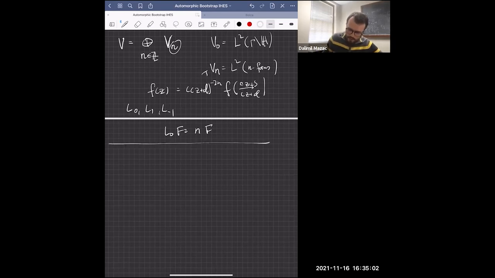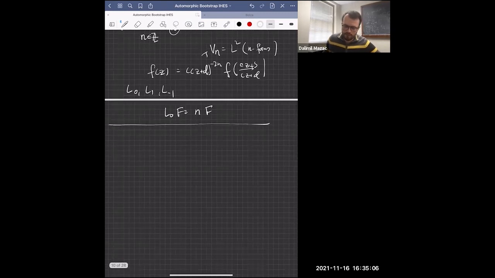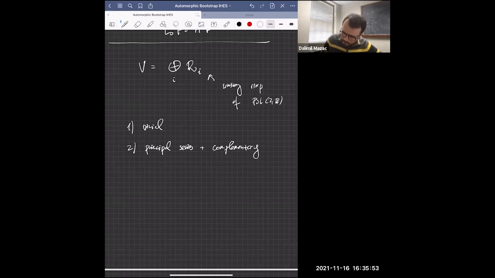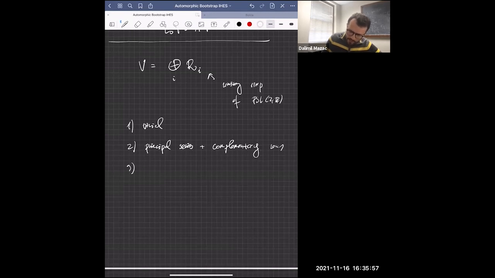Okay, so if there are no questions, let me proceed with decomposing V into irreducible representations of PSL2R. We want to decompose V as a direct sum of unitary irreducible representations of PSL2R. These have been classified a long time ago, and there is a nice complete list. The first one is the trivial representation. The next one is the principal series, which I'm going to combine with another one called the complementary series. For our purposes, they'll look identical. And finally, there is the discrete series, and its conjugate.